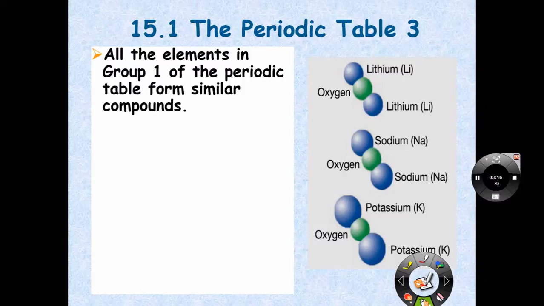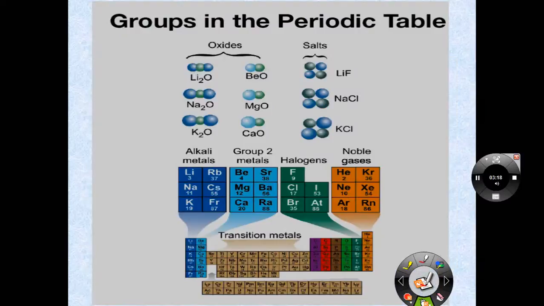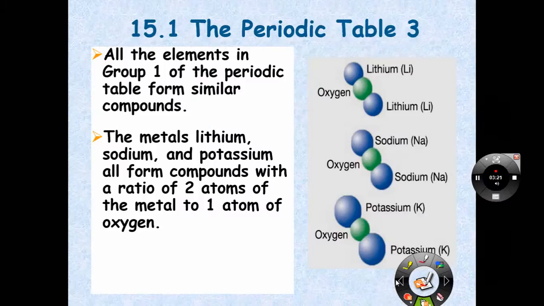All the elements in group number 1 of the periodic table make similar compounds, like the metals lithium, sodium, and potassium. They all form compounds with a ratio of 2 atoms of a metal to 1 atom of oxygen. So here are some of the examples.